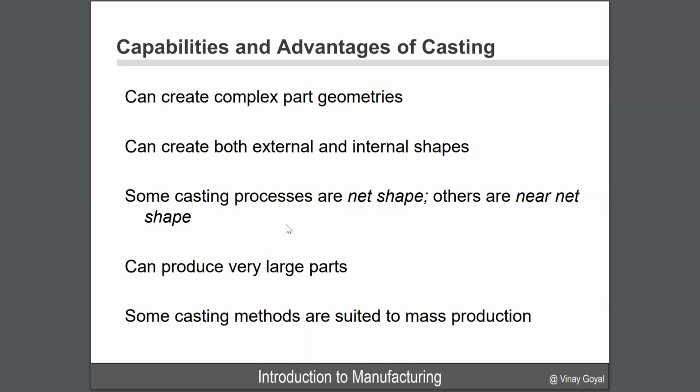Sometimes casting can create a rough surface and they do a secondary machining process to try to smoothen the surfaces, but for the most part, that is not done. It can produce very large parts, that's another advantage, and some casting methods are suited to mass production.